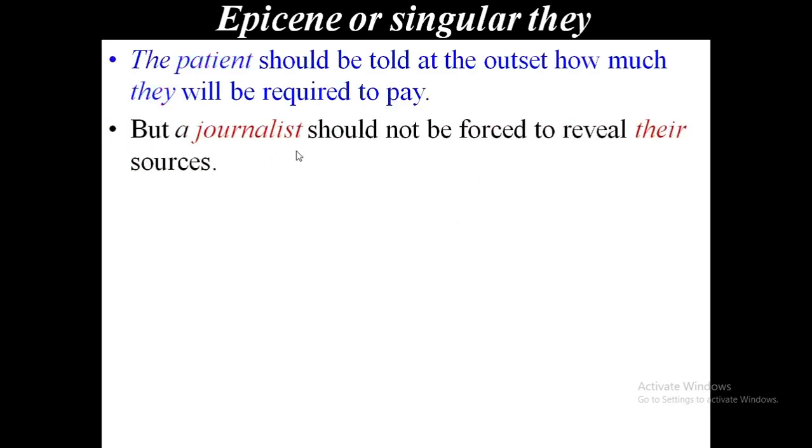A journalist is a singular noun. A journalist should not be forced to reveal their sources. Their is also a plural pronoun, but here we have a singular noun. So here it is not going to coordinate. But their here is representing the community of journalists. So here the word their is used as a singular form.